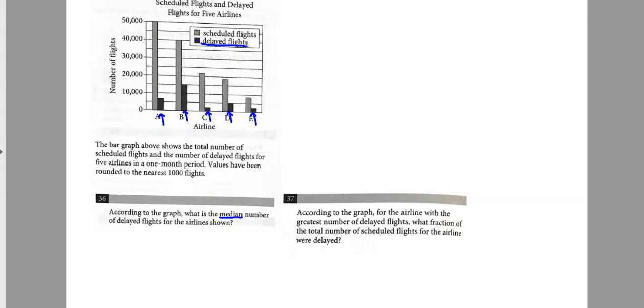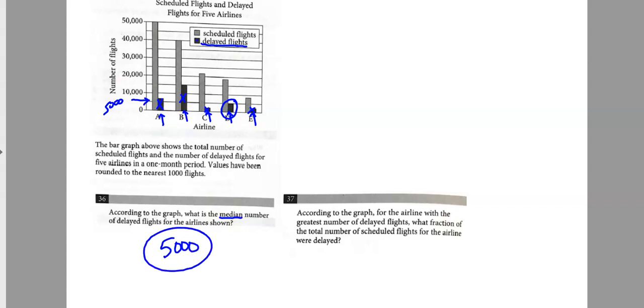Well, the middle of all those, you're the biggest. And no, you're the biggest. You're the second biggest. I would say that you are third. And then you're the smallest and you're the smallest. So that would be the third biggest one. So that would be D, which when you come over here, it looks like it's going up by every 5,000. So 5,000 is the median.